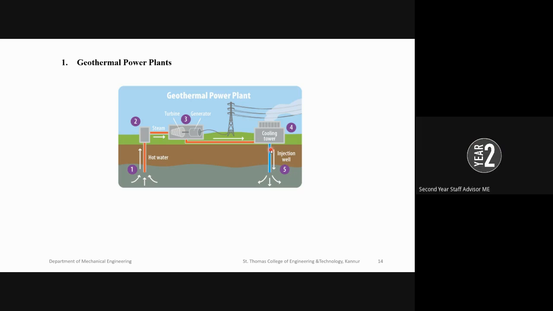So here, this is the working procedure. You have to understand that hot water from the underground is taken to the surface. So this is the point. Hot water is taken to the surface, and we will be utilizing that particular energy and generating electricity, and we are giving it down.